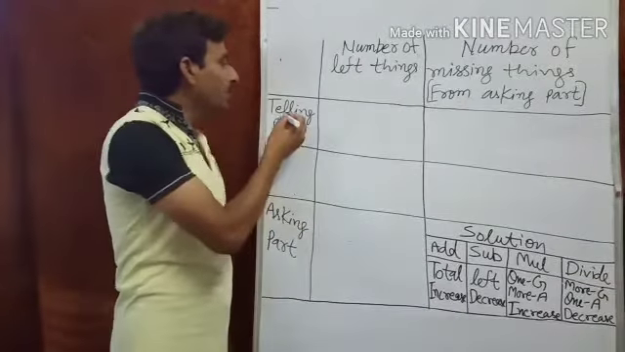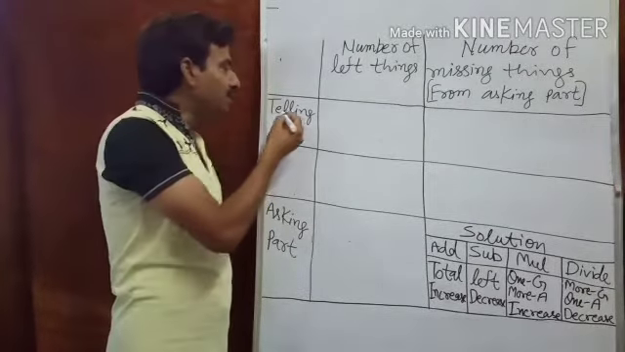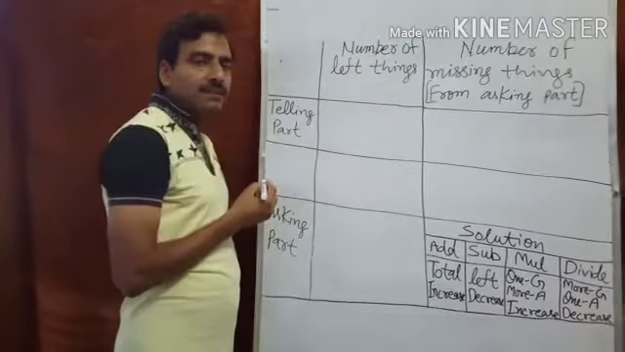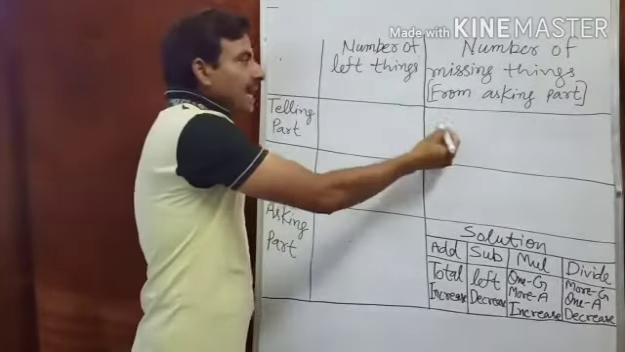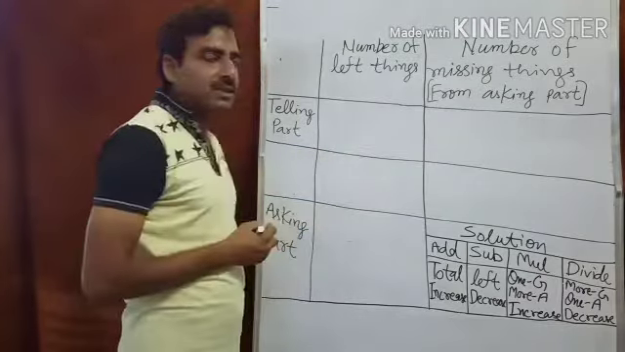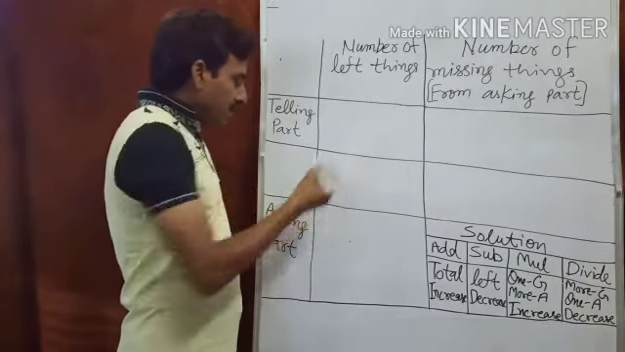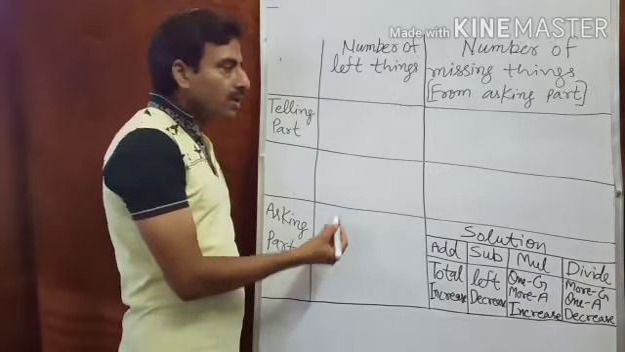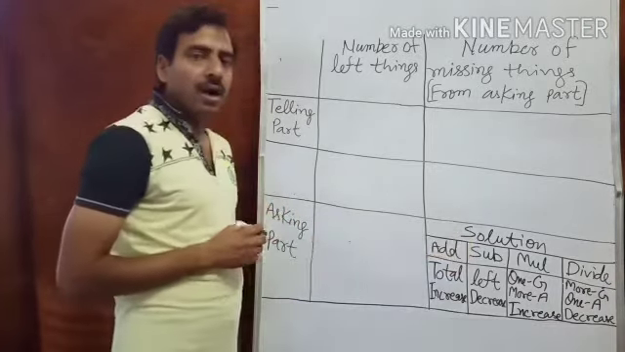Then you will go to the telling part. What is the telling part telling about left things, and what is it telling about missing things? Write down those numbers. Then, after the asking part, what is asked of you. Then the solution, how will you solve it?